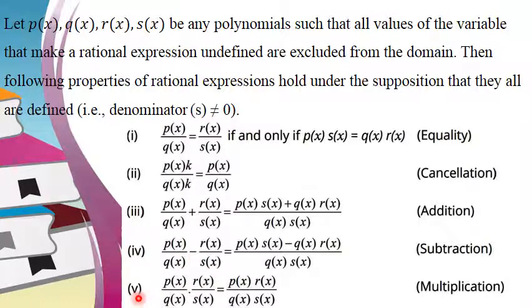Number 5, it is the multiplication of two rational expressions, p of x upon q of x, and this dot is indicating the product or multiplication with r of x and s of x. So our numerator will be multiplied with the numerator and denominator will be multiplied with the denominator. So finally we have p of x into r of x divided by q of x into s of x.